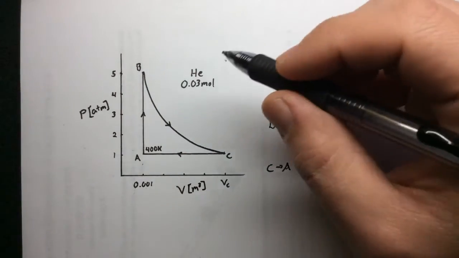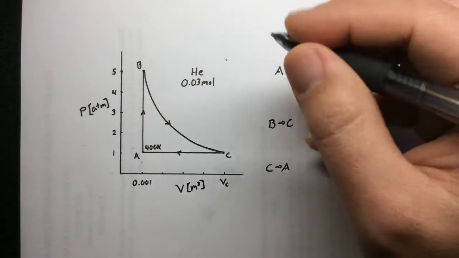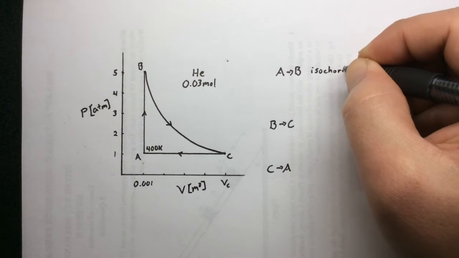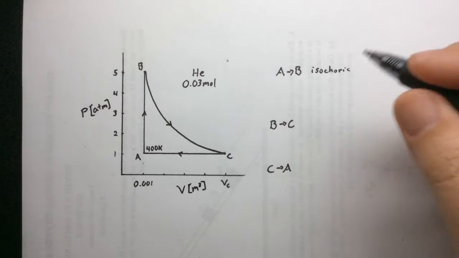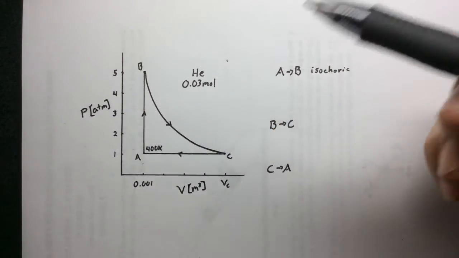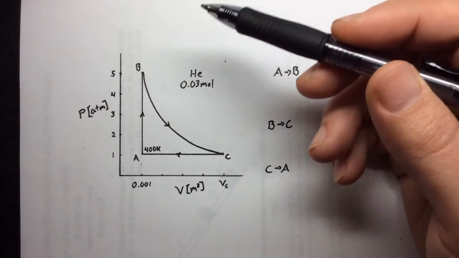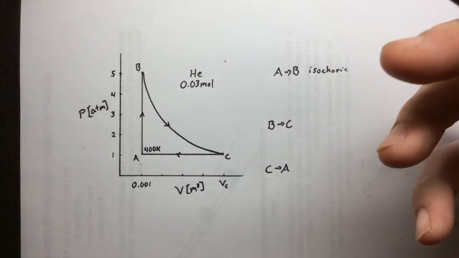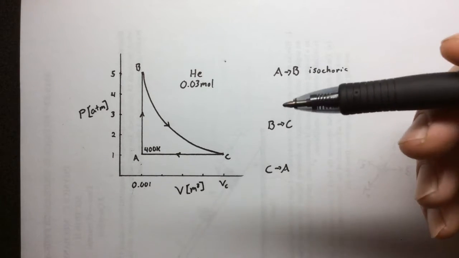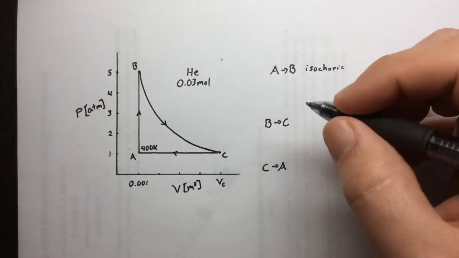From A to B is a constant volume process. We call it isochoric. So from A to B, we're going to say this is an isochoric process, or isovolumetric would be another name, but volumetric is a little long to write, so I'm going to write isochoric. In an isochoric process we have a constant volume, so as we increase the pressure, the temperature should rise. You get hotter so the pressure goes up, or the pressure goes up because you're getting hotter. Either way. From B to C, this is going to be an isothermal curve.